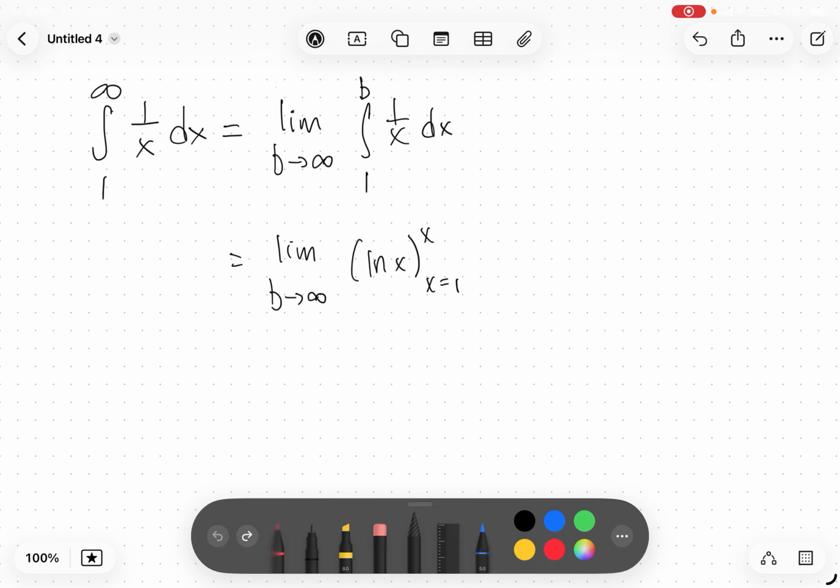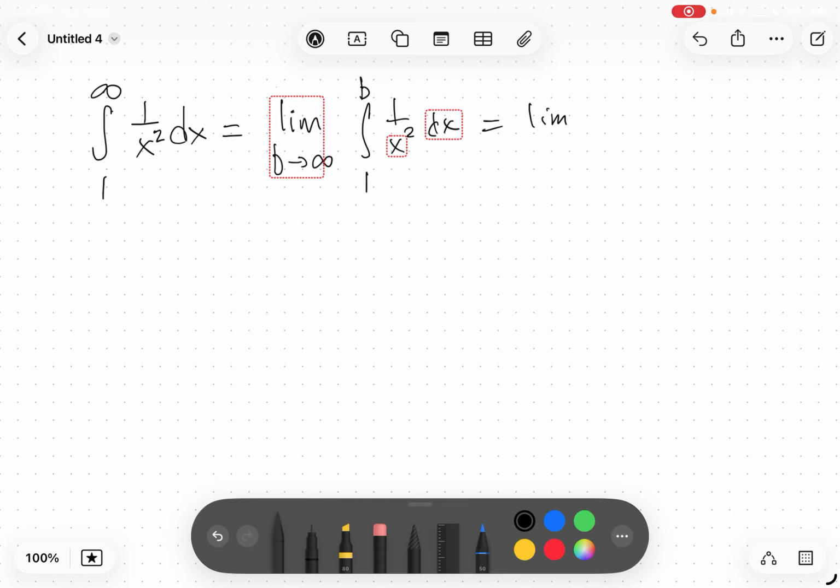And I'm going to get a different function in the integral here. And this time, I think what I want to do is let that be 1 over x squared. And this is the one where we definitely can use the power rule, right? This is going to be the limit as b approaches infinity of our integral from 1 to b of x to the negative 2 dx.